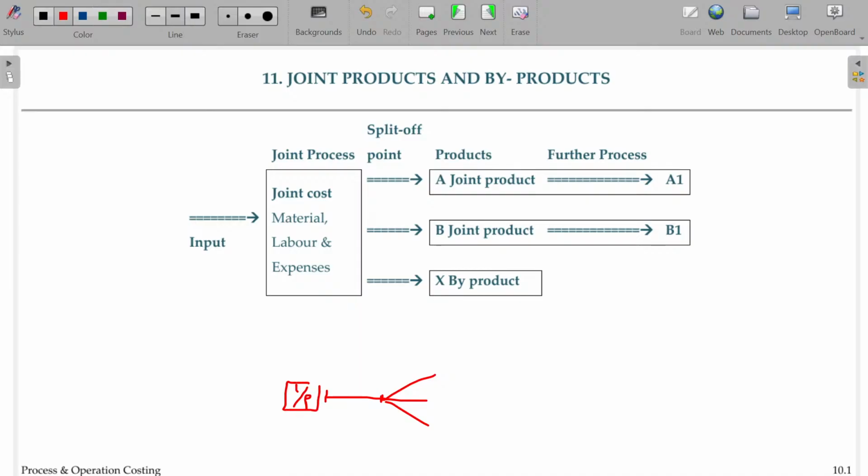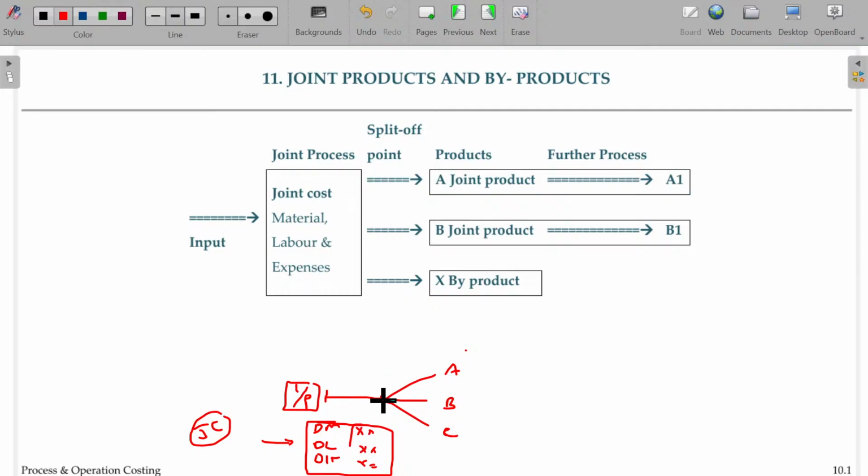So the input, direct material, and some direct labor and overhead may be incurred to convert that input into 3 or 4 different types of output, probably A, B, C and so on. We cannot identify that these costs are especially for production of A or B or C. Hence, we will call this the joint cost. Now we have to segregate this cost for the 3 different products we produced after this point. Understand?